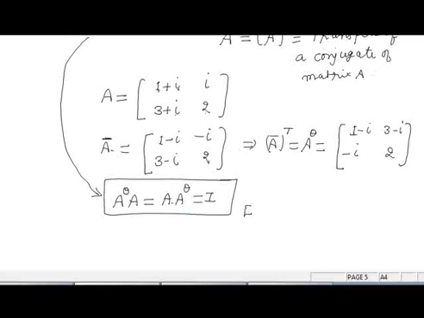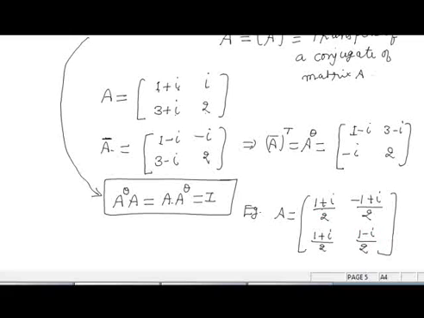And the example of the unitary matrix can be given as A is equal to 1 plus I by 2, minus 1 plus I by 2, 1 plus I by 2, 1 minus I by 2. So if you take the complex conjugate of each term, all the four terms are complex, and after taking the complex conjugate, if we take the transpose, and if we multiply with the original matrix A, we should get unit matrix. Then it is called the unitary matrix.